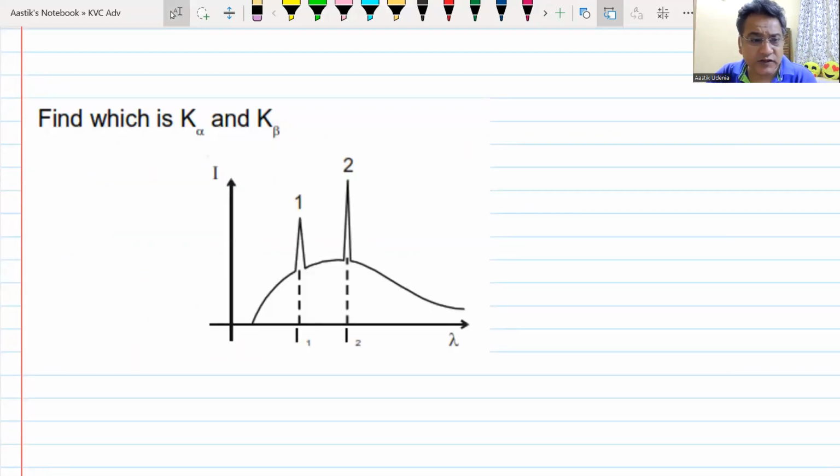Then this is a very simple question. Which line is K alpha? Which line is K beta? Give me the answer first. 2 is K alpha and 1 is K beta. Do we understand this, everyone? Yes.